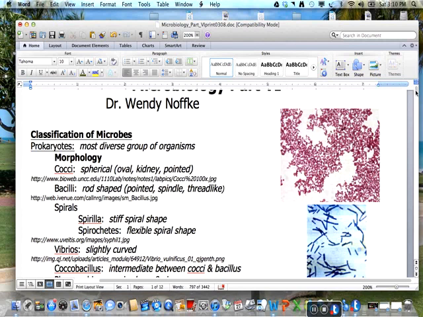The vibrios have a slightly curved shape. A coccobacillus is an intermediate shape between cocci and bacillus. Some are pleomorphic, varying in shape and size. Others are star shapes, triangles, or squares.